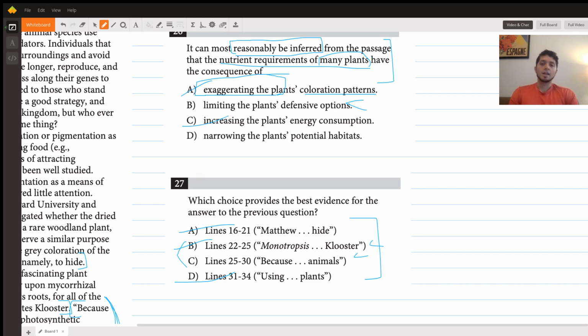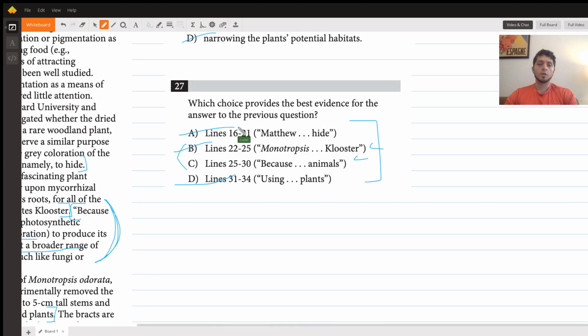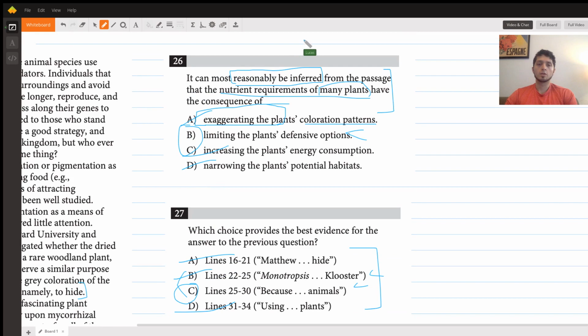Then D says that the other plants have the consequence, their coloration narrows the plant's potential habitats, which would mean they can only live in certain locations because of their nutrient requirements, because they have to use photosynthesis and they're a green color. But this is not really a good answer choice either, because nothing in the text talks about how it's going to limit their habitat. All it says is that it limits their coloration possibilities. So I would get rid of D. And that's going to leave us with answer choice B, which is our correct answer for question number 26. And then we'll choose answer choice C as our correct answer for question 27.